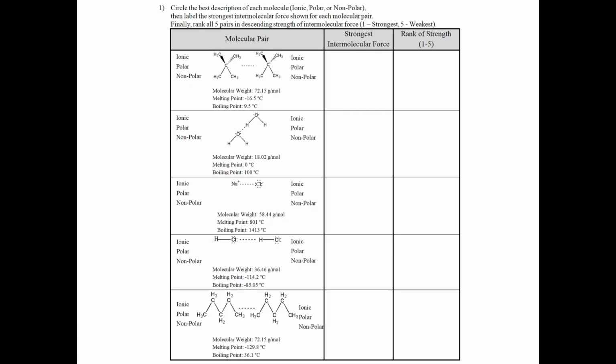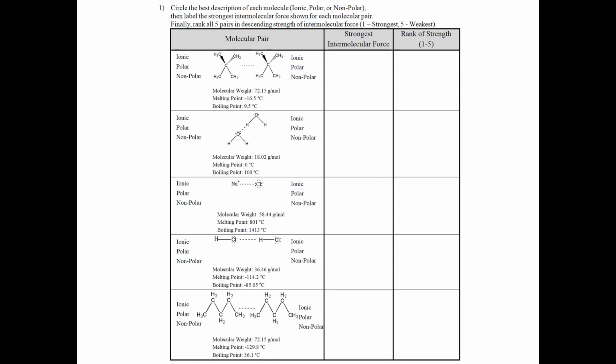For our first problem, it states: circle the best description of each molecule, ionic, polar, or nonpolar. Then label the strongest intermolecular force shown for each molecular pair. Finally, rank all 5 pairs in descending strength of intermolecular force, 1 being the strongest, 5 being the weakest. If you want, go ahead and pause the video and you can figure this out for yourself. And now I'm going to go through this.